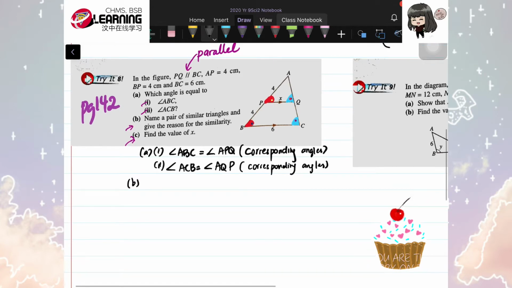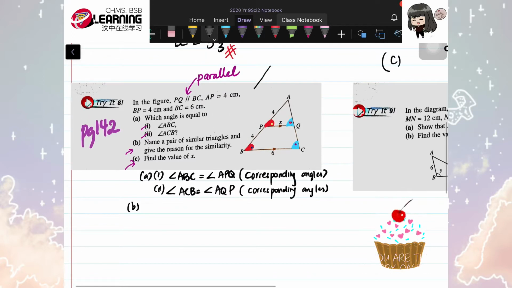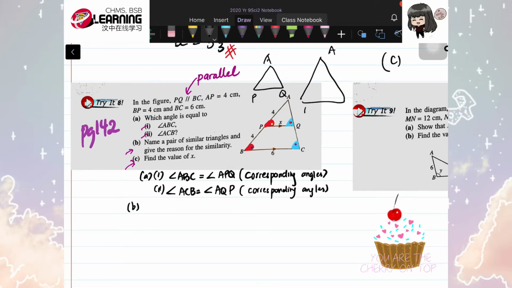Part B. Name a pair of similar triangles and give the reason for the similarity. We can see that there are two triangles in this diagram. One is triangle APQ, and the other triangle is the big triangle, which is ABC. The angle here is the same as this angle, the red one, and also the blue one is the same as the blue one. And then they share the same angle here. They are called shared angles or common angles, because they share the same one here.